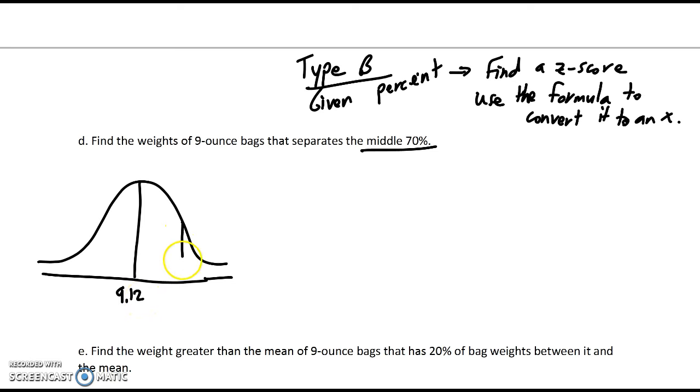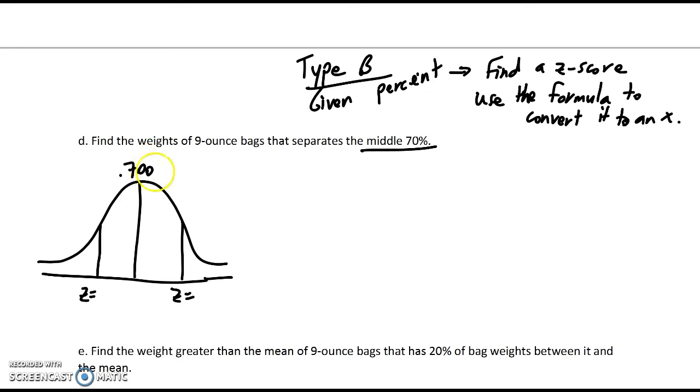The middle 70%. So that means there are two z-scores, one of them negative, one of them positive, that separates the middle 70%. So this yellow shaded region is 70%. By the way, because it's in the middle, these two z-scores are going to be the same value, just one of them negative, one of them positive. So we don't quite know the actual value yet, but we will find it. So, how do we do that?